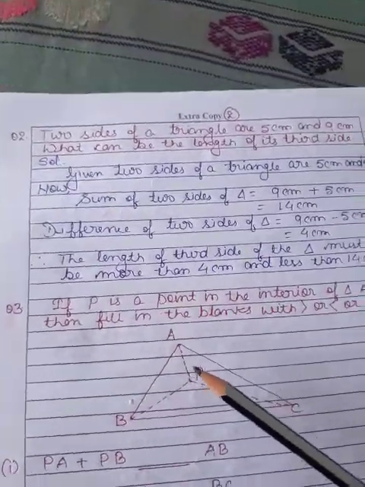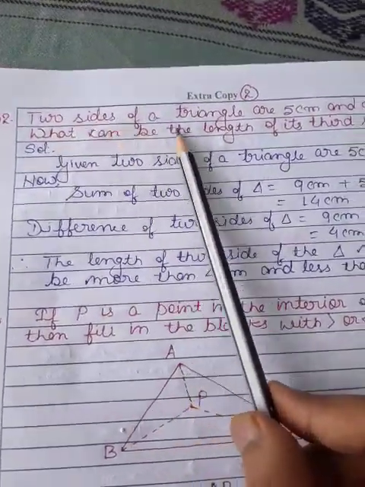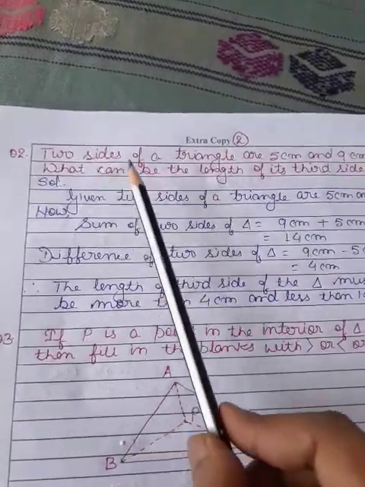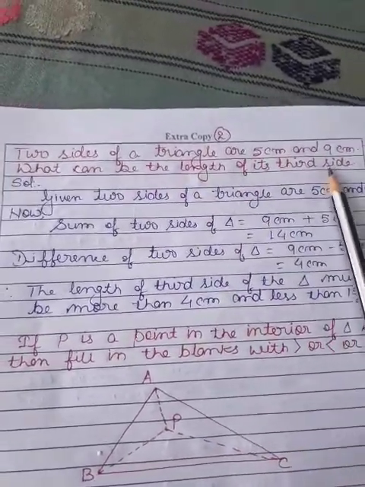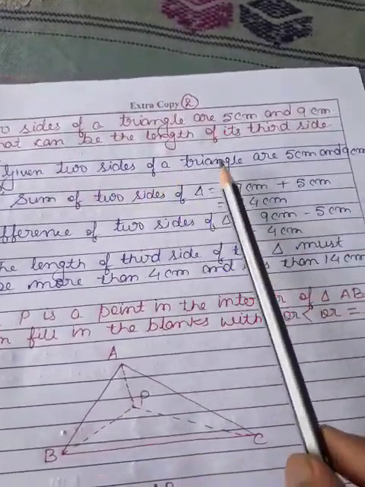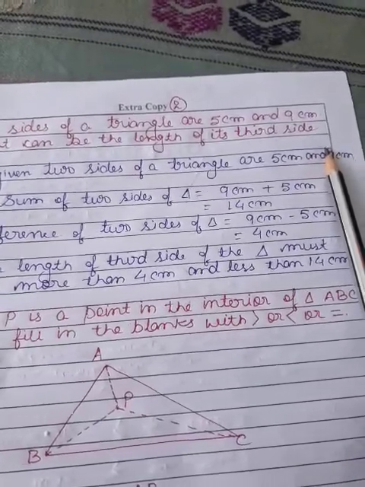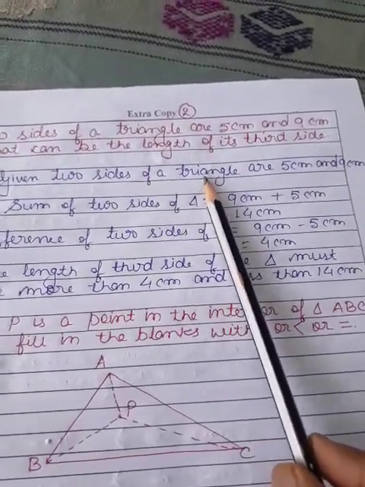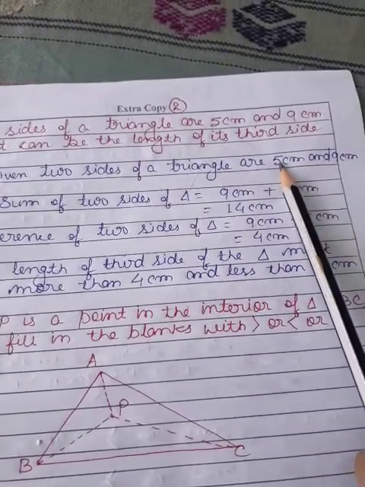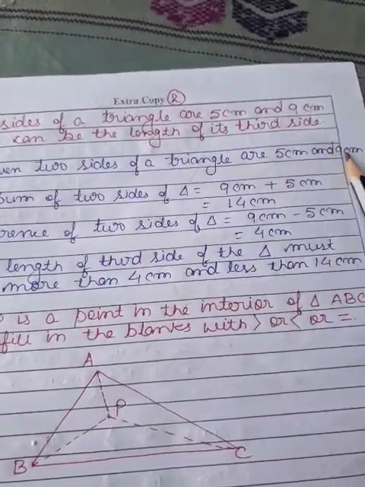Now come to question number 2. In question number 2 it is given: two sides of a triangle are 5 cm and 9 cm. What can be the length of its third side? In our question, we have a triangle whose two sides are 5 cm and 9 cm. Two sides are given, and we know that in a triangle there are 3 sides. So out of 3 sides, 2 sides are 5 cm and 9 cm. Now we have to say what can be the length of the third side.